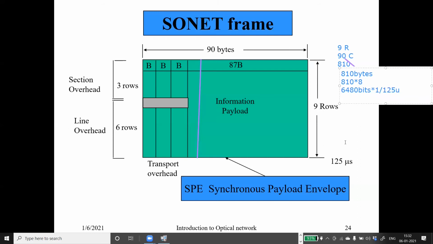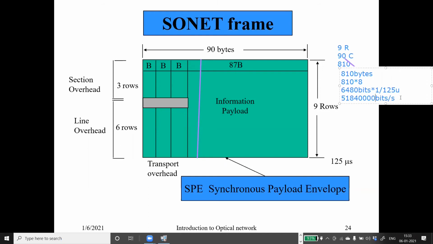I need to calculate it. Ma'am, it's 8,000. Yes, 8,000 into 6480. That is 5184,000 bits per second, right? Four zeros are there.